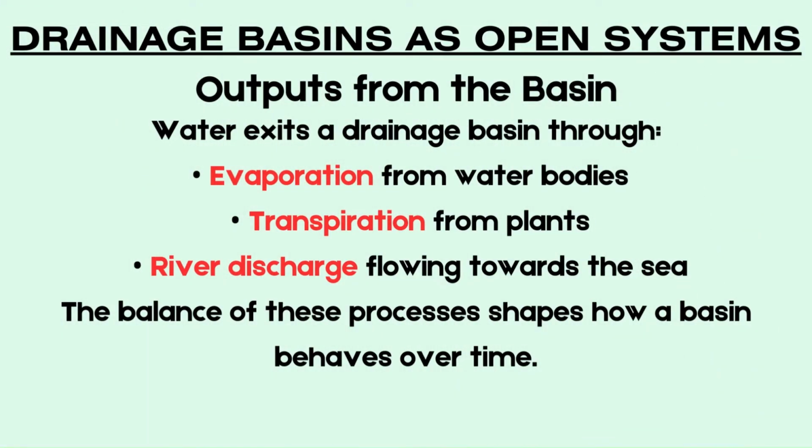Outputs: water leaves the basin through evaporation, where water returns to the atmosphere from lakes, rivers, and other water bodies; transpiration, water released by plants into the air; and river discharge, water flowing from the drainage basin, eventually making its way to the sea.